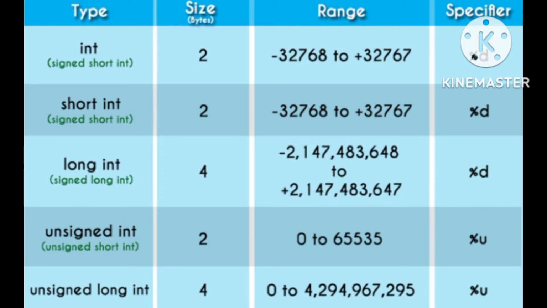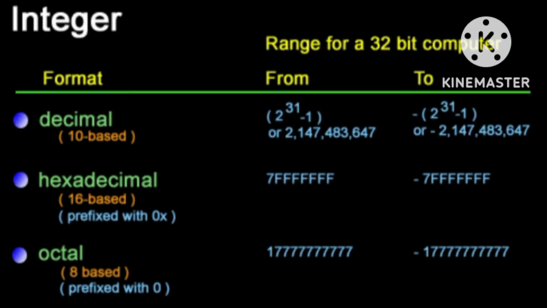And the fourth type is unsigned integer or unsigned short integer. Size is 2 and range is 0 to 65535, and the specifier is %u. And the last in the table is unsigned long integer. Size is 4 and range is 0 to 4294967295, and the specifier is %lu.